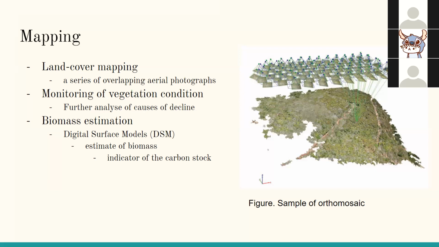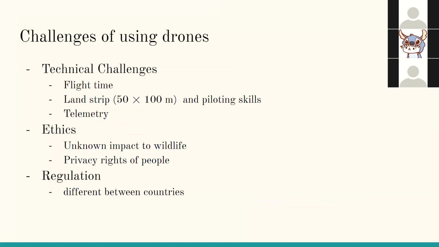One of the most important uses of DSM is to get an estimate of biomass, which is a key indicator of the carbon stock contained within the forest. Therefore, in general, drones can be used as a tool for wildlife conservation. However, there are a few challenges regarding technical, ethics, and regulation.